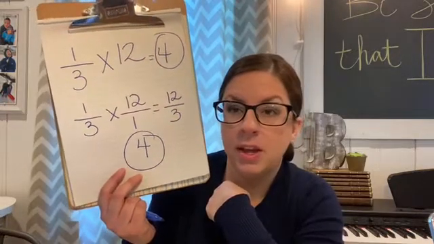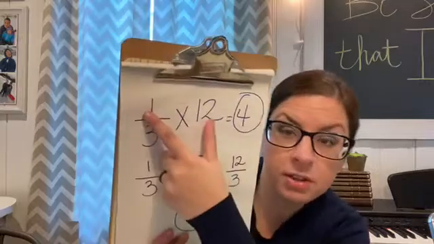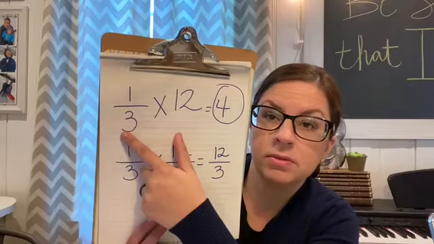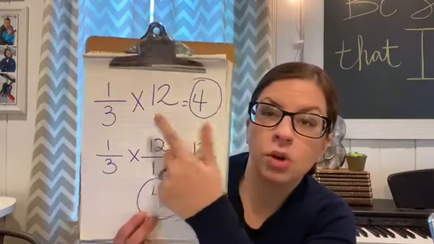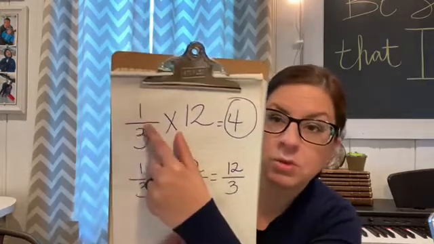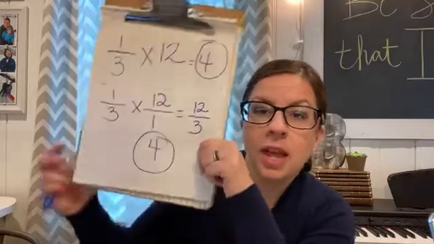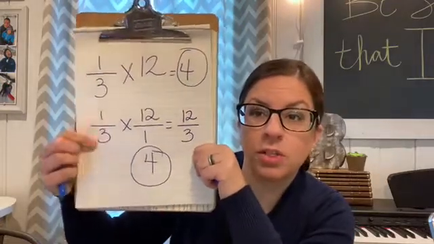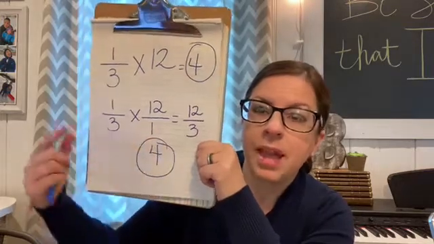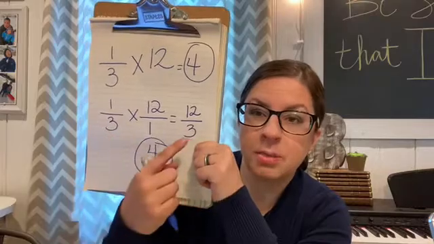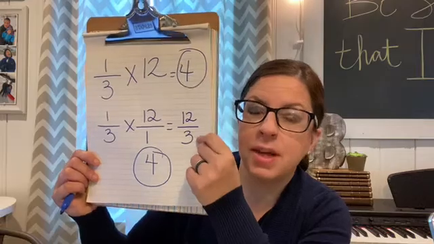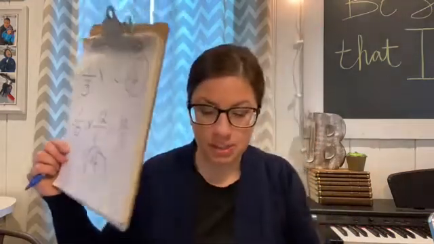Either way, you can take the whole number, if the numerator is a 1, divided by 3, and you'll get the answer. Or you can use counters, divide it into 3 groups and take 1 out of the 3 groups. Or you can just multiply it: 1/3 times 12 over 1. You put the whole number over 1, and then you multiply the numerators, multiply the denominators, and then divide the numerator by the denominator, and you'll get the same answer.